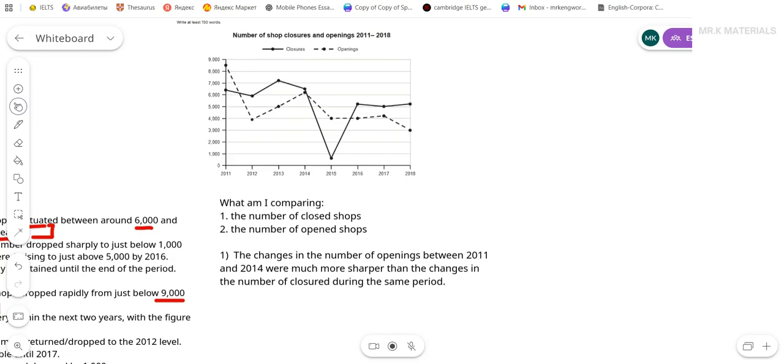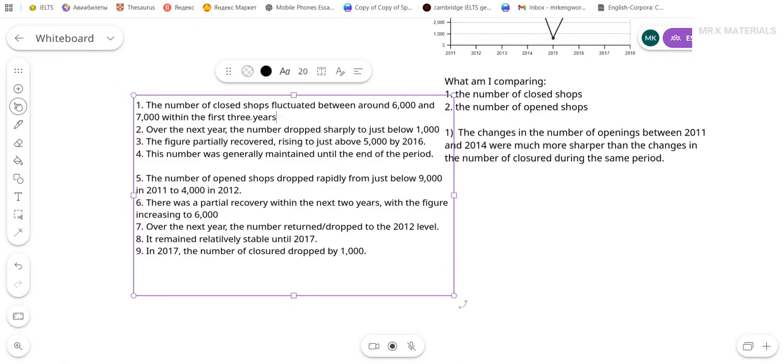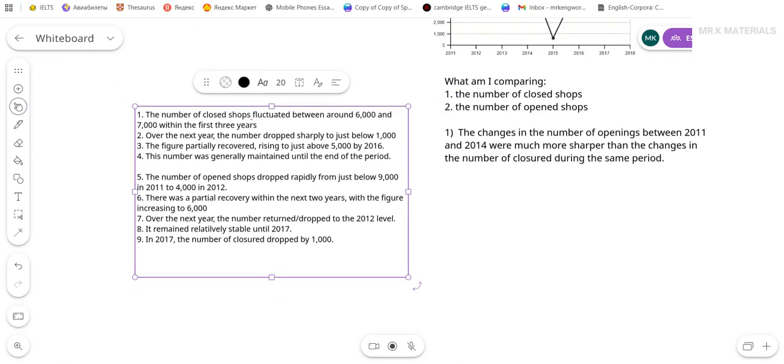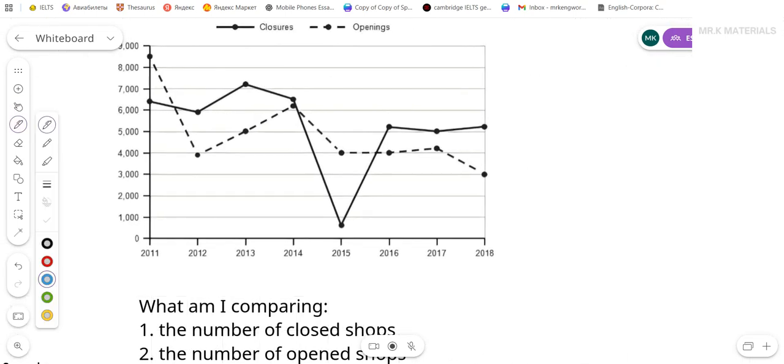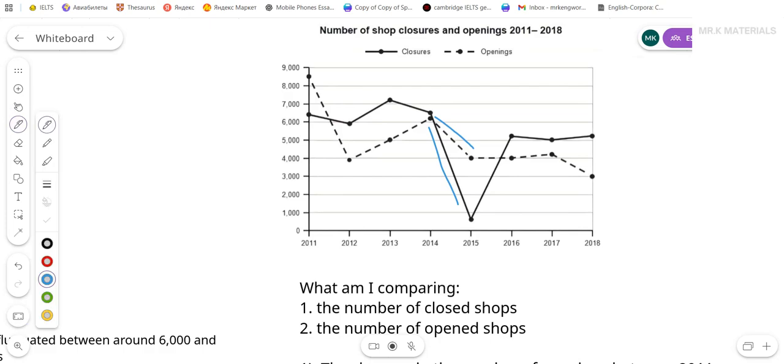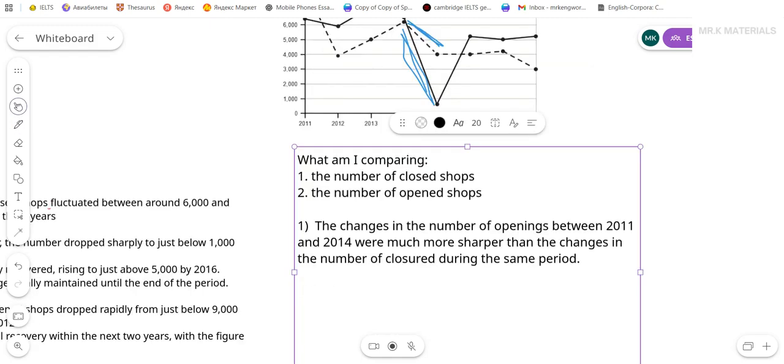Now I need what happened next after 2014. So let me first get visual proof and then I'll work with my key features. After 2014, any similarities? If you see, closures also dropped and openings dropped. The drop here was very noticeable. It's sharp, whereas here, it is not that pronounced. My second comparison then is this.